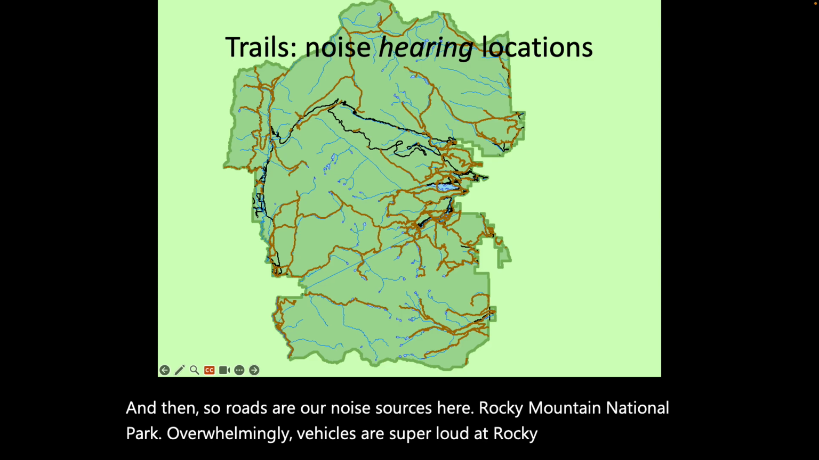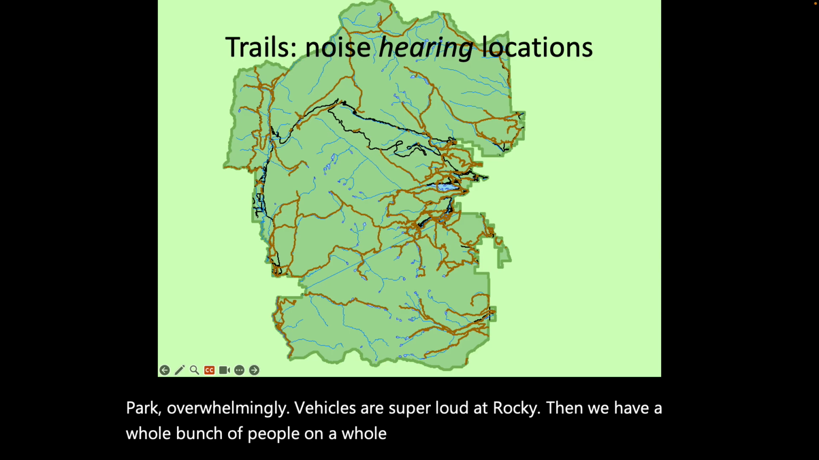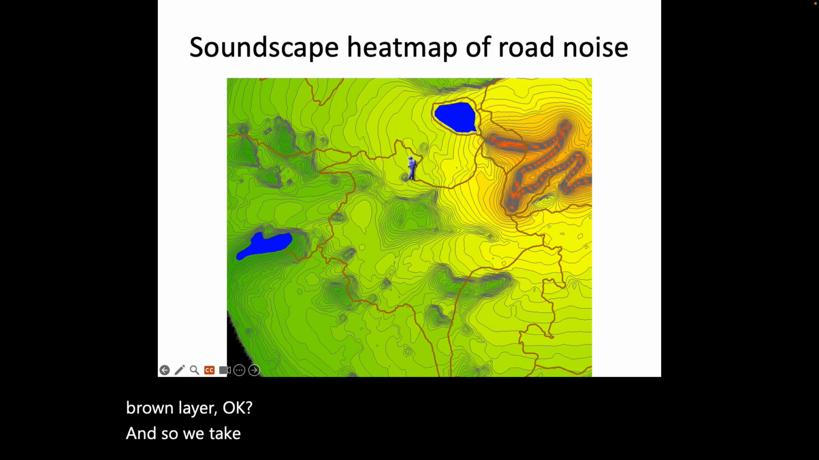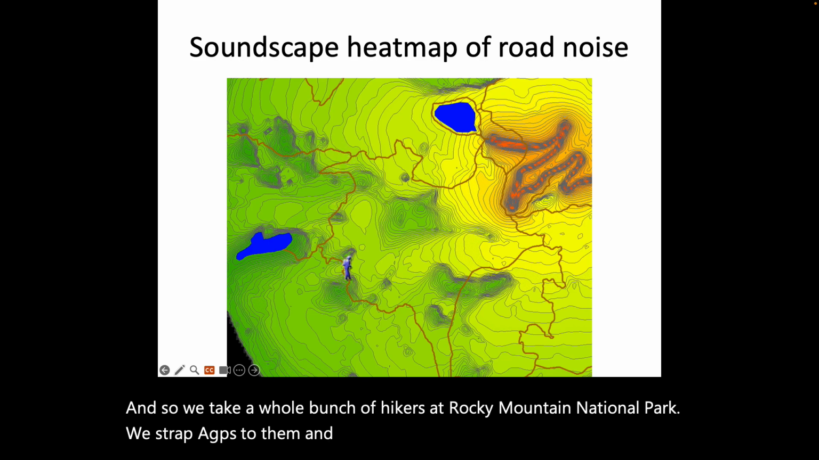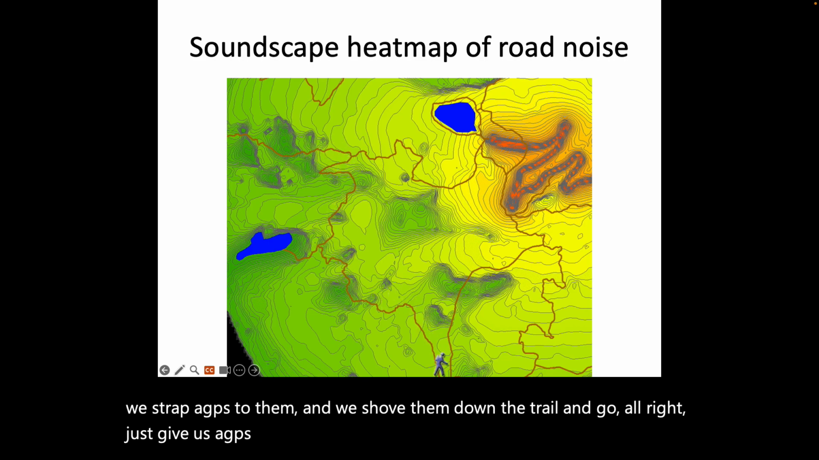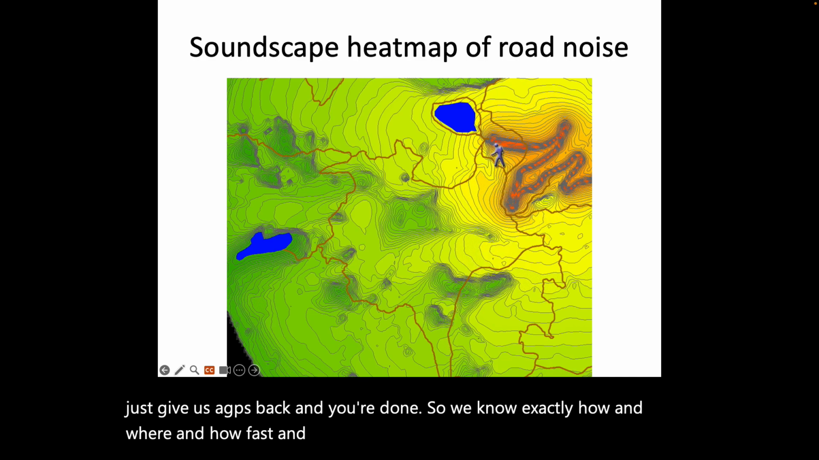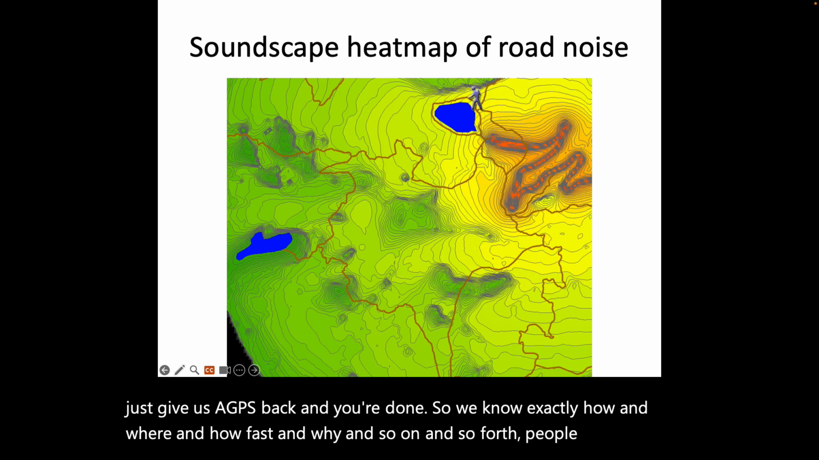Then we have a whole bunch of people on a whole bunch of miles of trails. That's the brown layer, okay? And so we take a whole bunch of hikers at Rocky Mountain National Park, we strap a GPS to them, and we shove them down the trail and go, all right, just give us a GPS back when you're done. So we know exactly how and where and how fast and why, and so on and so forth. People are moving throughout the system.